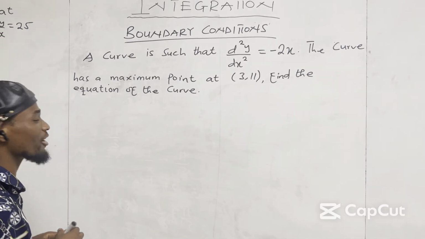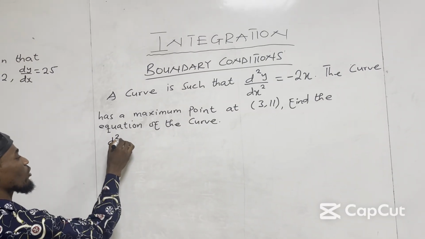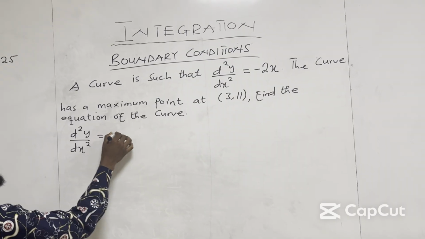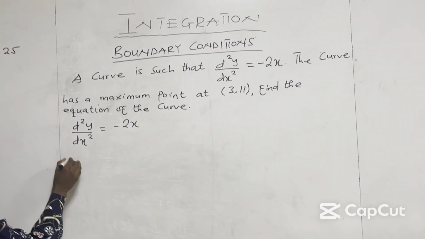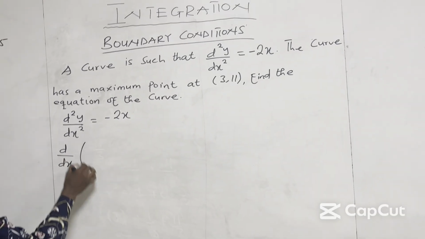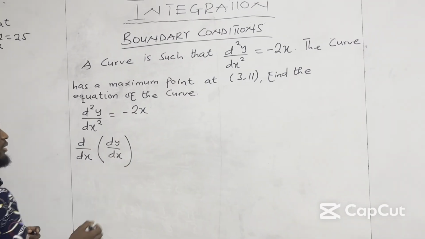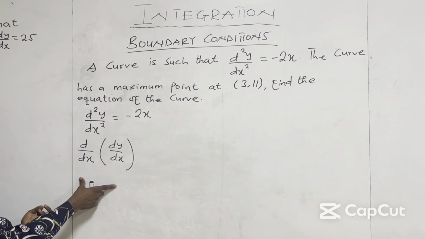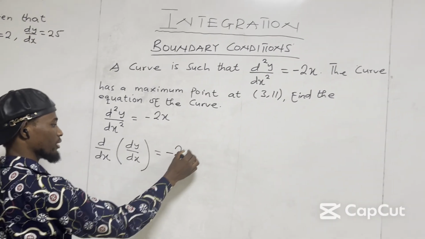Alright, good. This is very trivial. So d squared y over dx squared is equal to negative 2x. And this is the same as d over dx of dy over dx. This is the same as this, alright? Good. Which is equal to negative 2x.